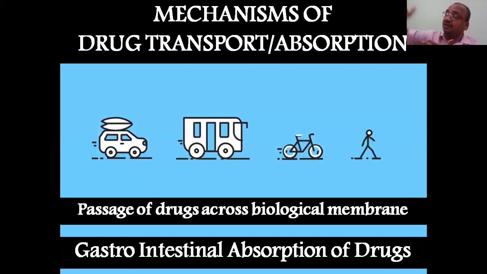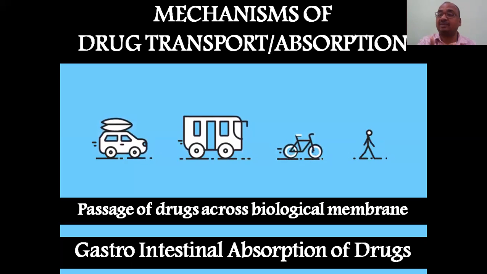Our body consists of a number of biological membranes, we know very well. So how will the drugs pass? A number of gates will be there. To show its performance, the drug has to cross all the layers in our body, and also gastrointestinal absorption of the drug: from the intestine, it has to enter into the blood.